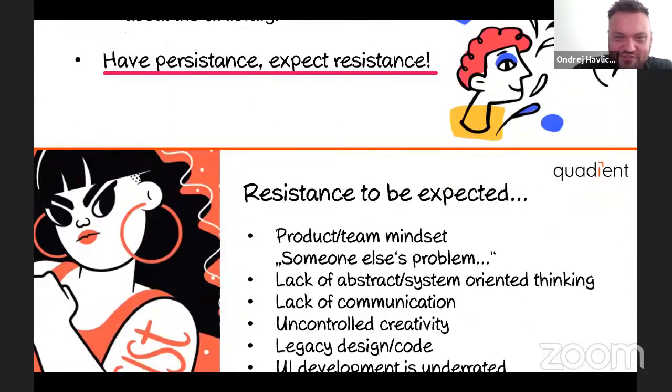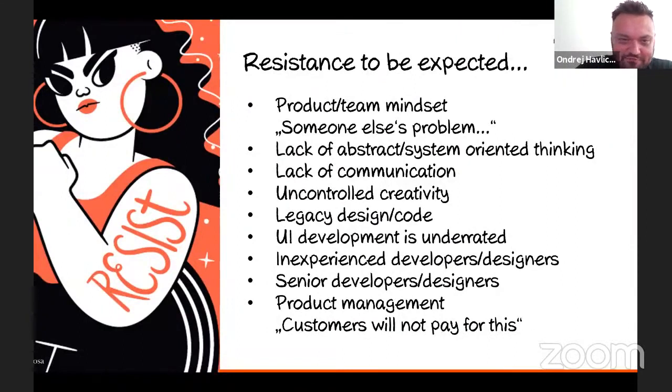So, some examples of resistance we encountered. What I would pinpoint, and this made it into the title of this talk, is the team or product focused mindset, the team autonomy. I think it was the biggest problem in our particular situation, and it still is an issue to be overcome. And last but not least, the product management: the customers will not pay for this, so it's a pretty big obstacle.